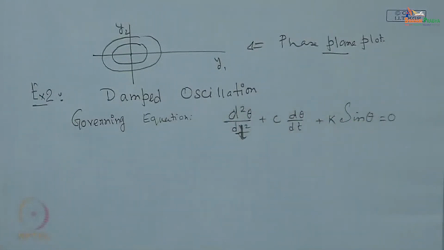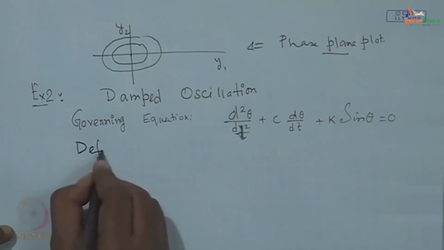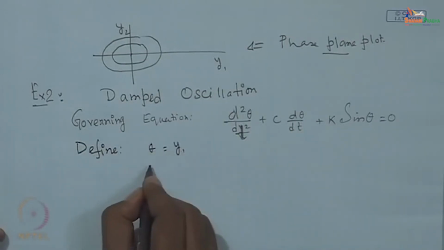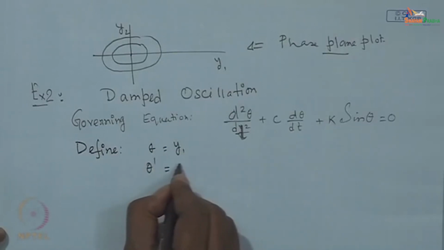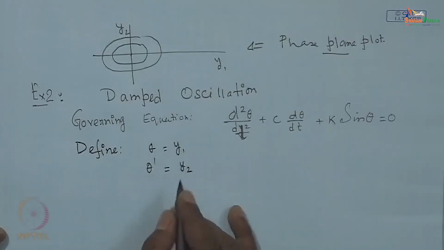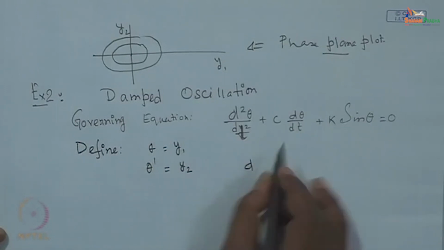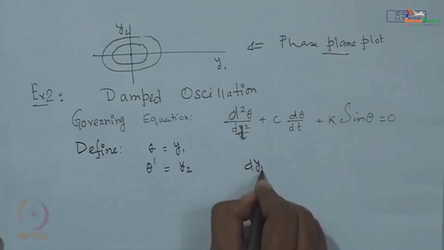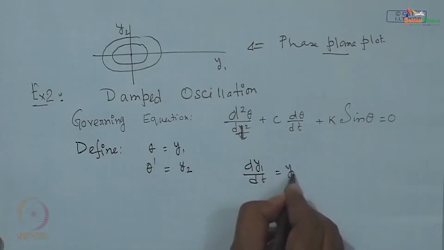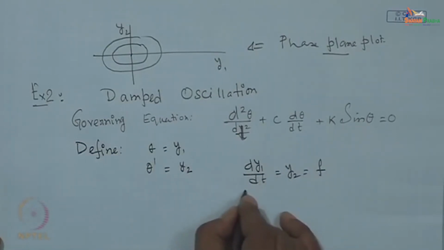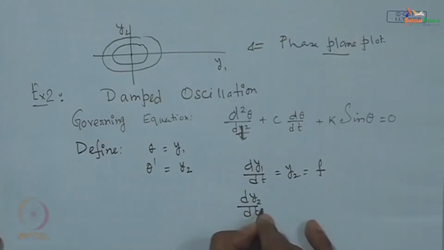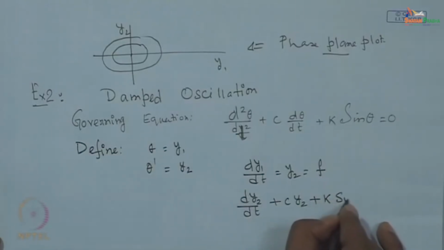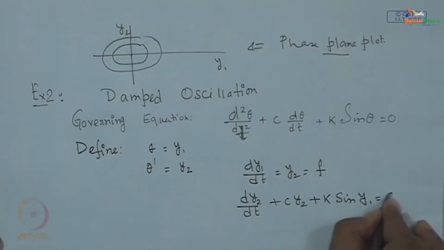In that case, we define theta is equal to y1, so theta prime is y2. If we define these two parameters, this governing equation can be broken into two ordinary differential equations. So, this will be dy1 dt is equal to y2, and dy2 dt plus c y2 plus k sin y1 is equal to 0.